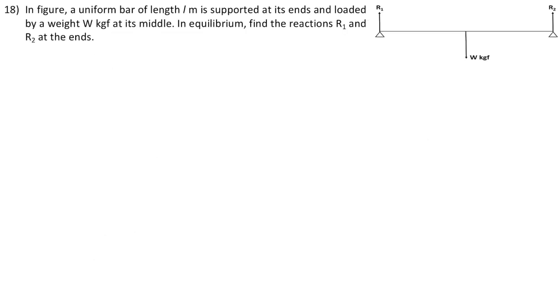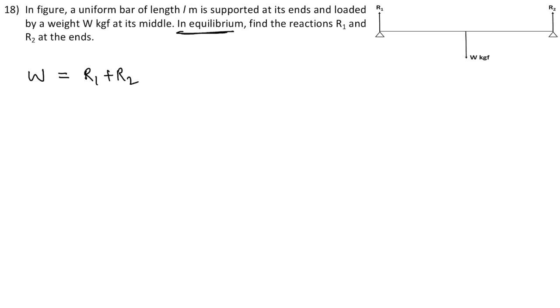18th. In figure, a uniform bar of length L meter is supported at its ends and loaded by a weight W kgf at its middle. In equilibrium, find the reactions R1 and R2 at the ends. So see here we want to find out reactions when the bar is in equilibrium. It is very clear from the diagram that there is one downward force W kgf and two upward forces are there, R1 and R2. And when upward force is balanced by the downward force, then only the bar remains in equilibrium. So this is what we can conclude first, W is equal to R1 plus R2.